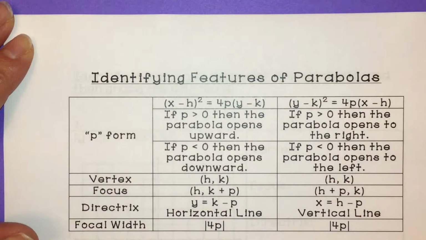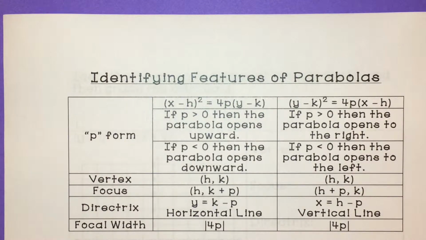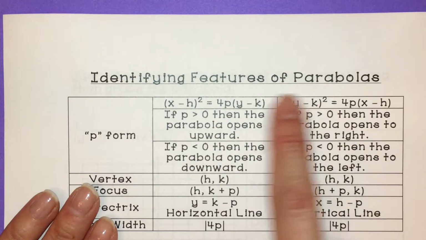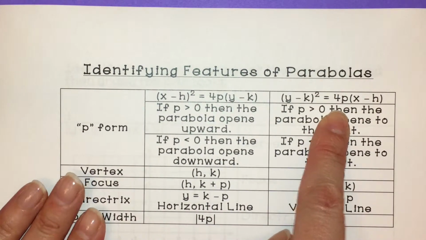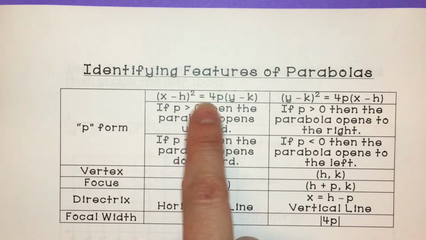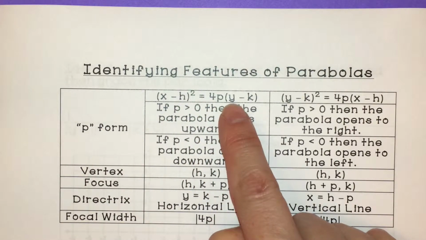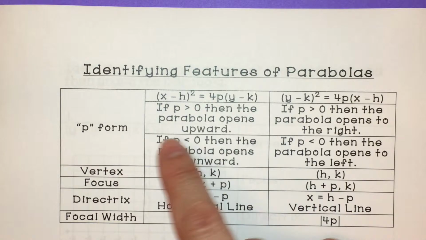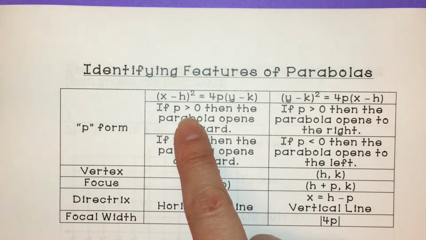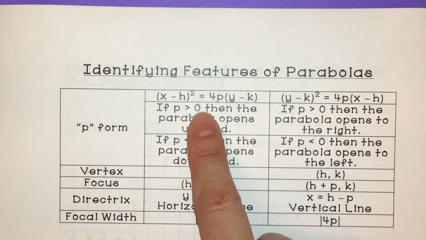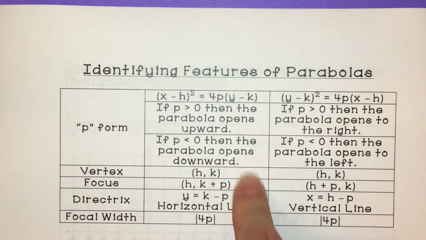We're going to be identifying features of parabolas. So we're going to look at parabolas in P form or P vertex form. So we have two different ways that they can be written. We have x minus h squared equals 4p times y minus k, where if p is greater than 0, then your parabola opens upward. If it's less than 0, it opens downward.